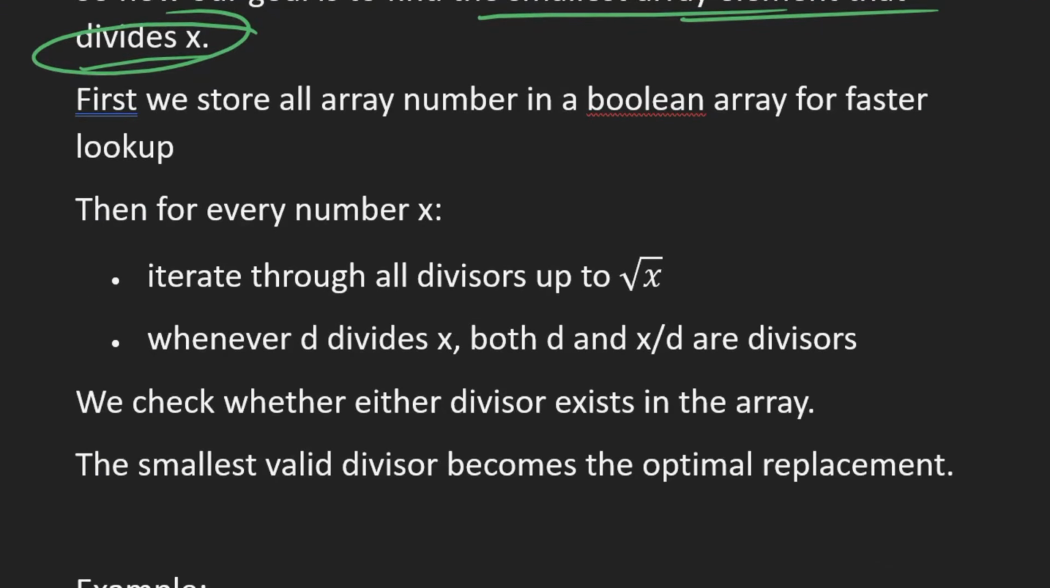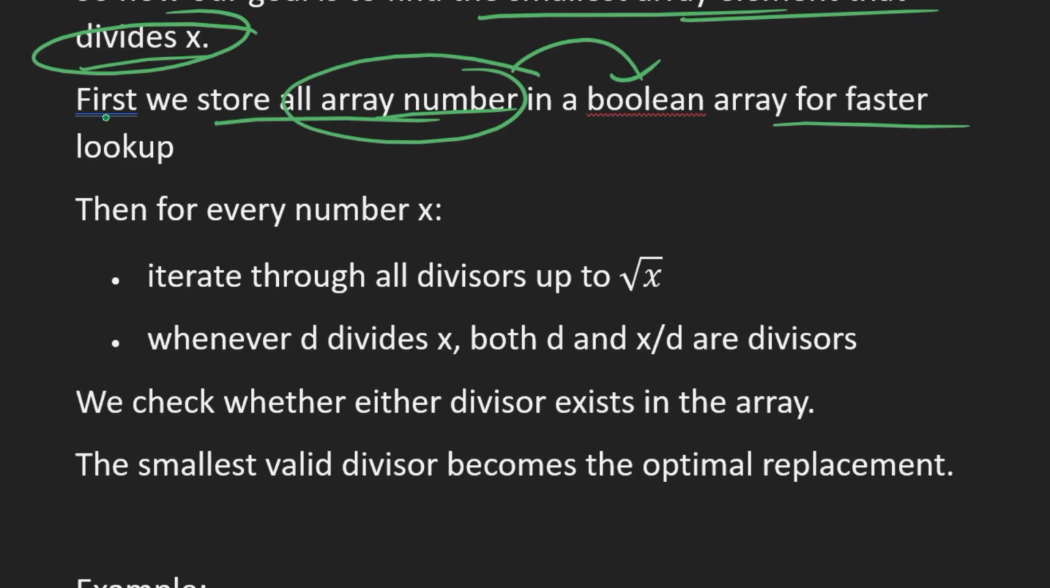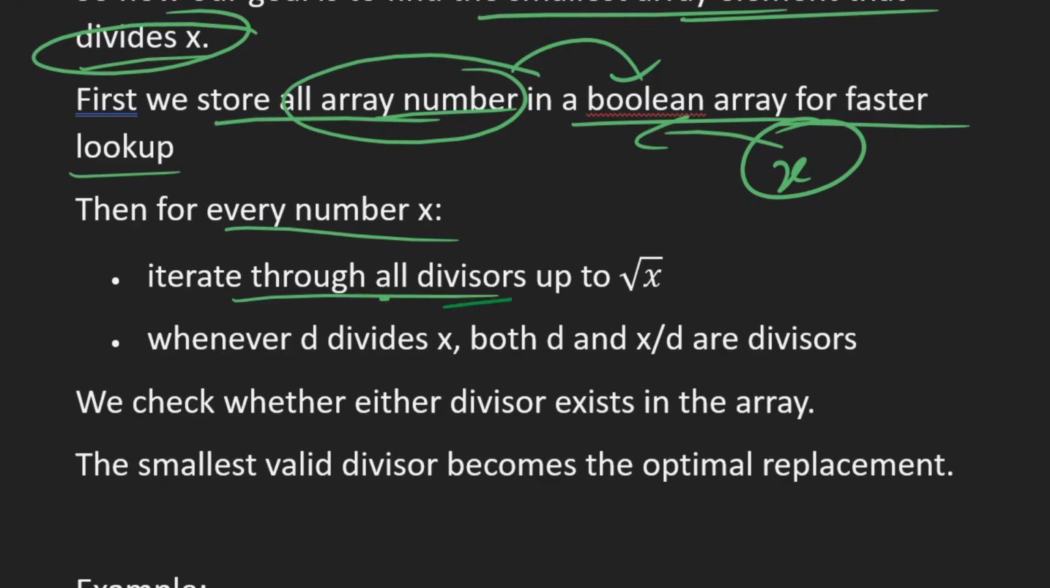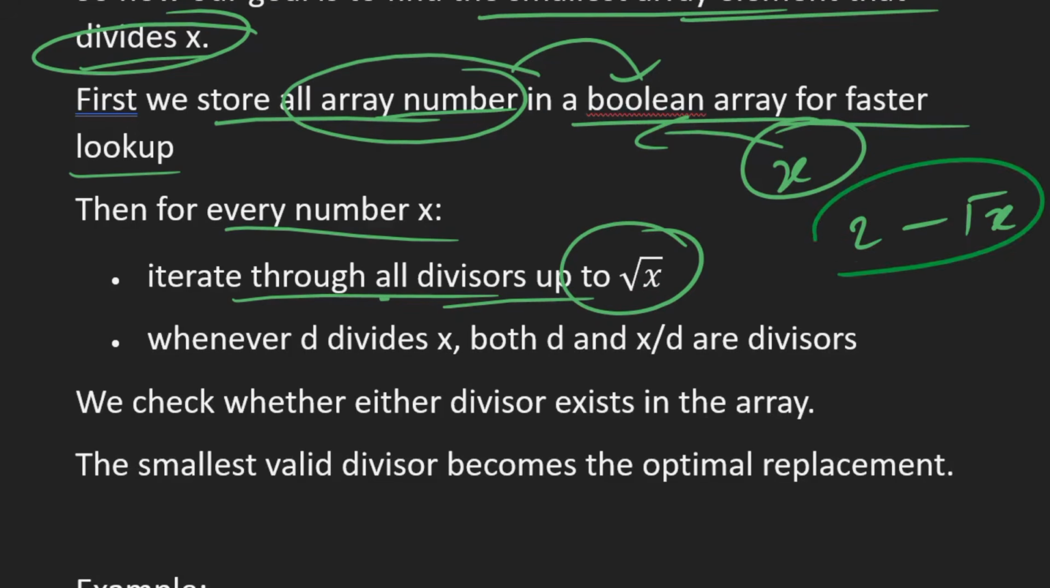So what we'll do is first store all the elements that are present in the array in a boolean array for faster lookup. If you have to check whether any element x is present in the array or not, we'll store all the numbers that are initially present in a boolean array, right? And then after storing, for every number x, we will iterate over all divisors up to root x, from 2 to root x, and check all the divisors of x, right?